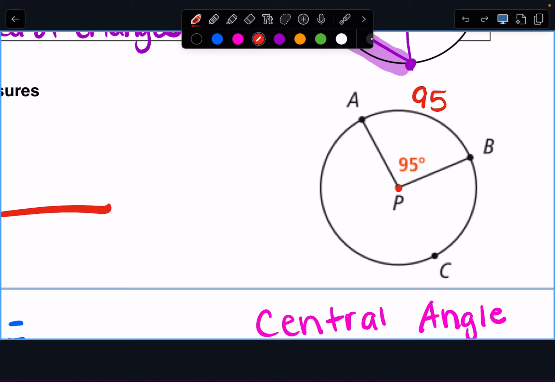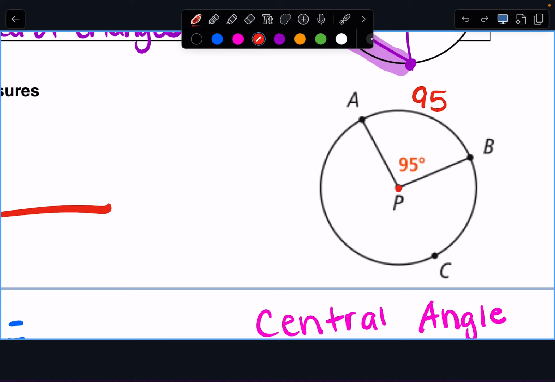How can I find the exact arc measures? Those are always based off the central angle. So this central angle opens up to AB. That is the intercepted arc. So whatever the central angle measures is what the arc measure is. So if the central angle is 95, the arc measure is also 95 degrees.